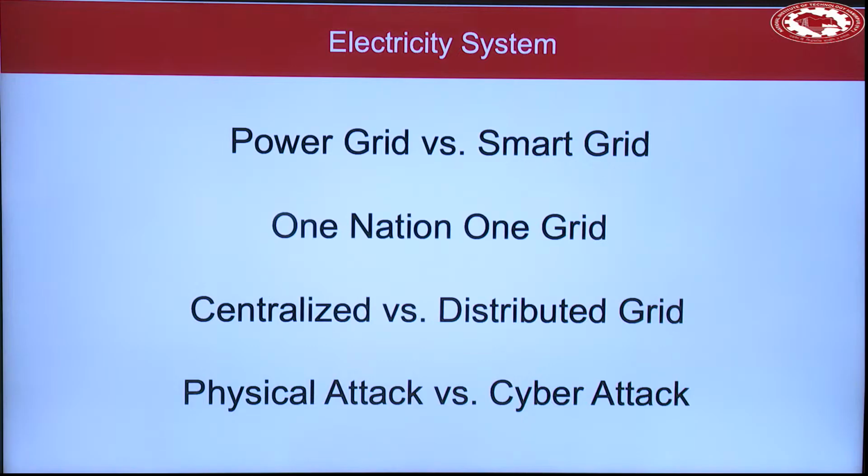Centralized versus distributed grid. So what does it mean? In a centralized grid, there's one grid that is covering the entire region, giving supply everywhere. Now we have a concept of distributed grid. Why? What are the drawbacks of a centralized system? Exactly, single point of failure. If you have everything on one device, what if that device is down?